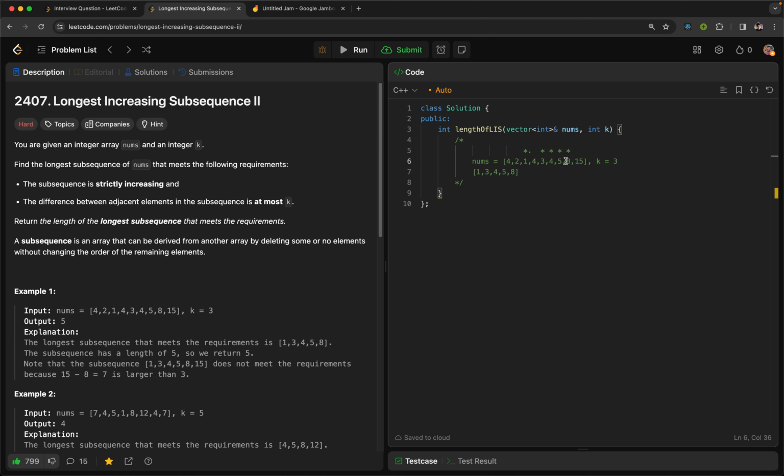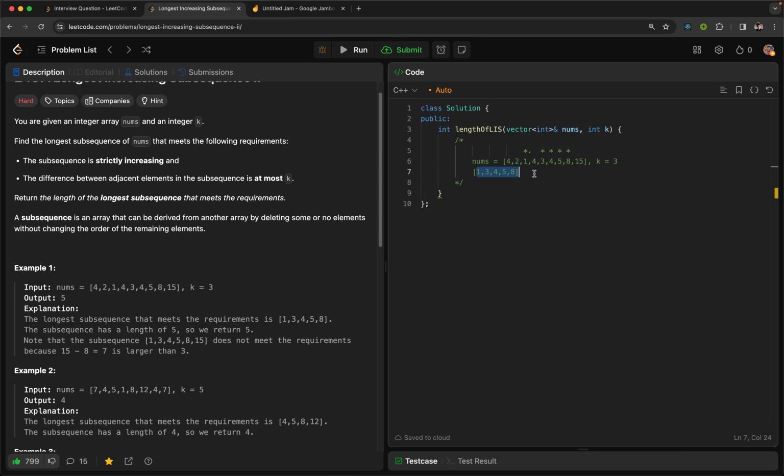So if you calculate the difference between 8 and 5, it is 3. Between 5 and 4, it is 1. Between again 4 and 3, it is again 1, which is less than 3. And between 3 and 1, it's 2, which is again less than 3. So the valid answer is 1, 3, 4, 5 and 8. Cool. And the length of this array is 5.